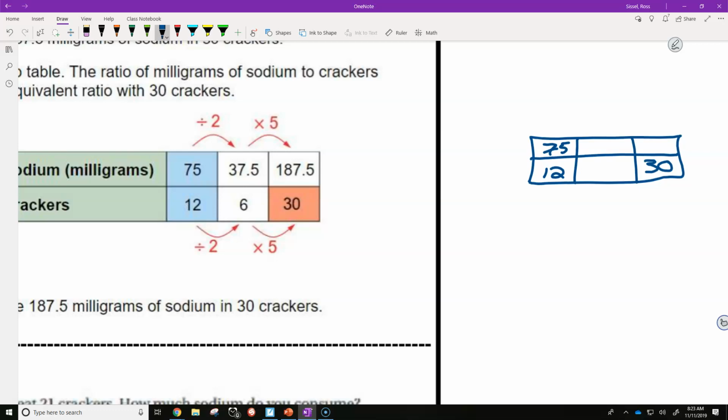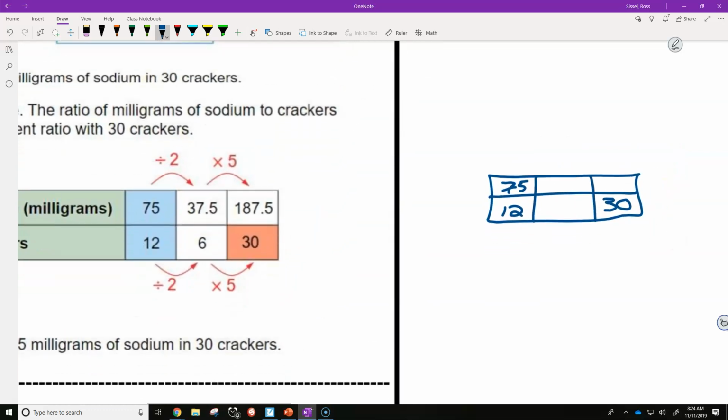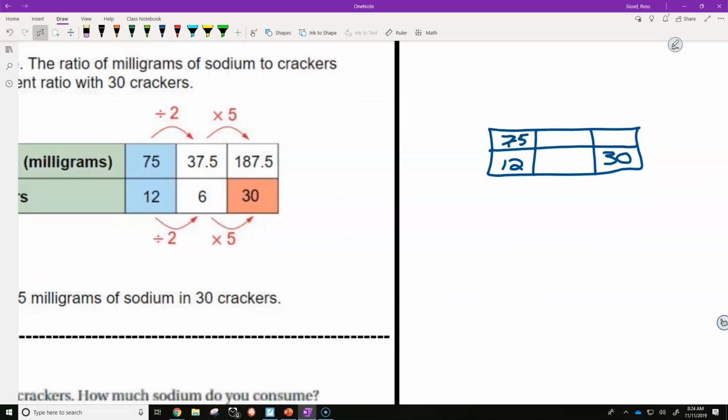Method 2, we said, was multiplying and dividing. 12 times anything equal 30? No, so I can't multiply. Input-output table. 75 to 12? No. Draw a picture? Well, 12 doesn't go into 30, so no. I'm mainly left with having to use number sense. I have to figure out what I can do to 12 and how I can change this.